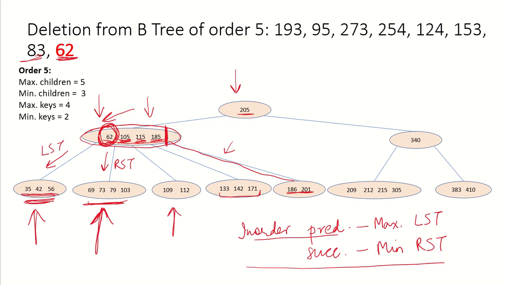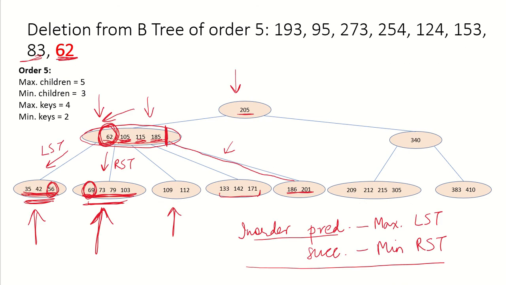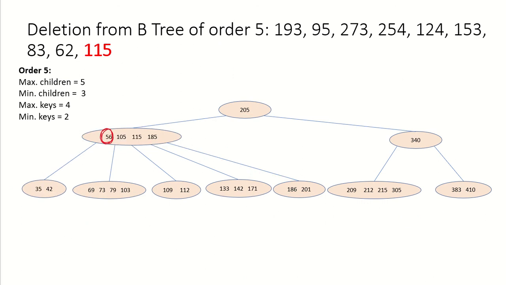Now this node is also having 3 keys, which is more than the minimum number of keys. So we can take the maximum value from here. Or for this node in the right subtree, this is also having more than the minimum number of keys, so we can take the minimum value from here and replace it. So suppose we take the value from the left subtree. We have taken 56 and now we have replaced 62, which was to be deleted, by 56. So 56 has come here and 62 has been deleted.